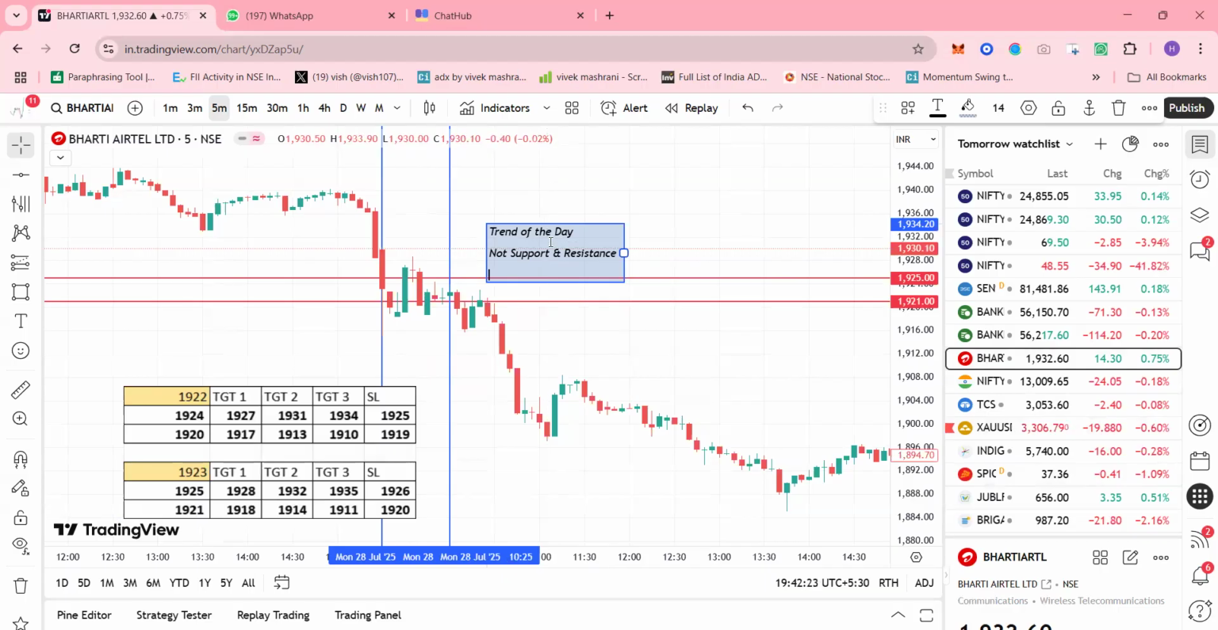It is not repainting, like most of the indicators. If you go with either RSI or MACD or any indicators, moving average, most of them are repainting. Here it is not repainting. It will give you a clear cut level. It will give you a clear cut stop loss and targets 1, 2, 3.